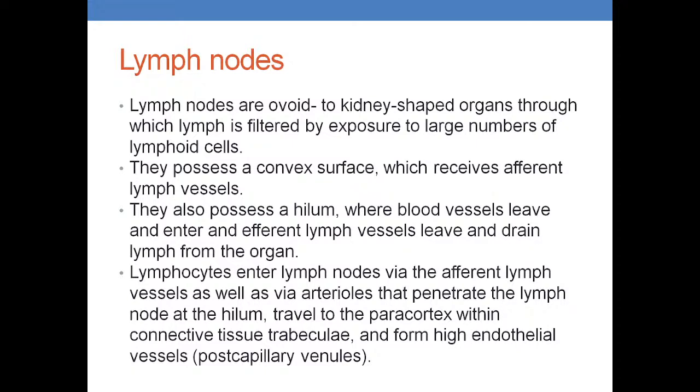Lymphocytes enter lymph nodes via the afferent lymph vessels as well as via arterioles that penetrate the lymph node at the hilum, travel to the paracortex within connective tissue trabeculae and form high endothelial vessels, post-capillary venules.